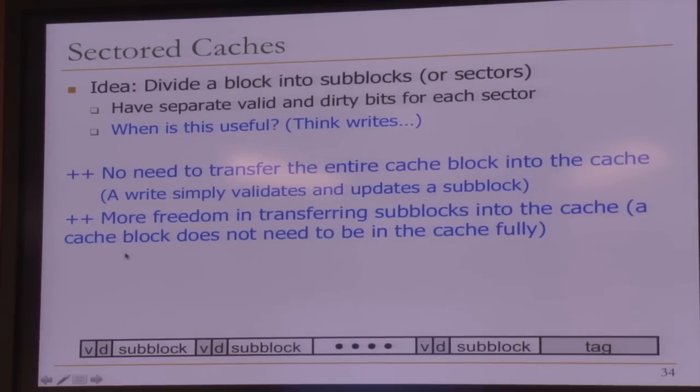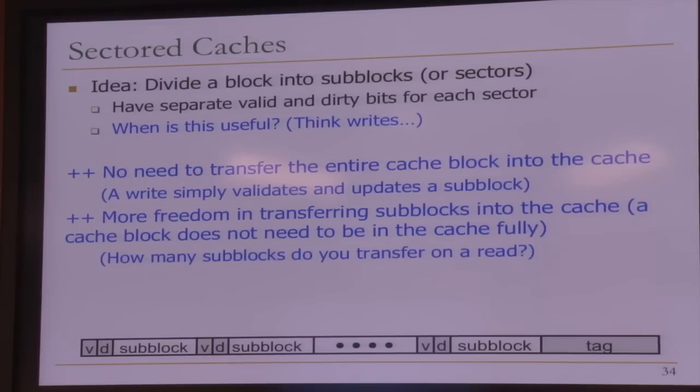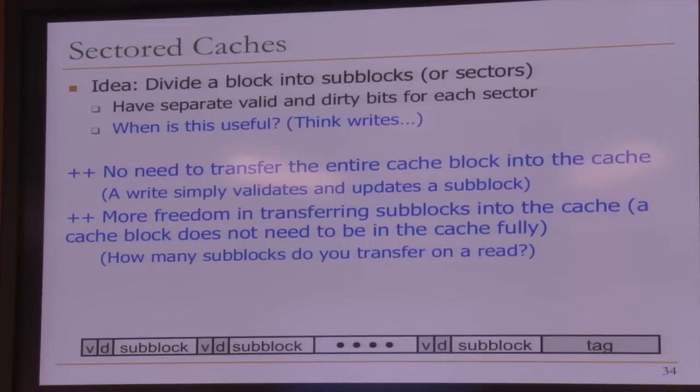There's another upside to this. There's now more freedom in transferring subblocks into the cache. A cache block does not need to be in the cache fully now. Before, let's assume that this is 64 bytes. All 64 bytes need to be in the cache. Right now, you can have a few of the subblocks, or maybe one subblock in the cache. So it gives you more freedom even on a read. Maybe you don't transfer all of the subblocks on a read. Maybe you can do finer grain prediction. You first transfer the subblock you need, and then over time, maybe you transfer some of them, if you can predict which ones you're going to use.